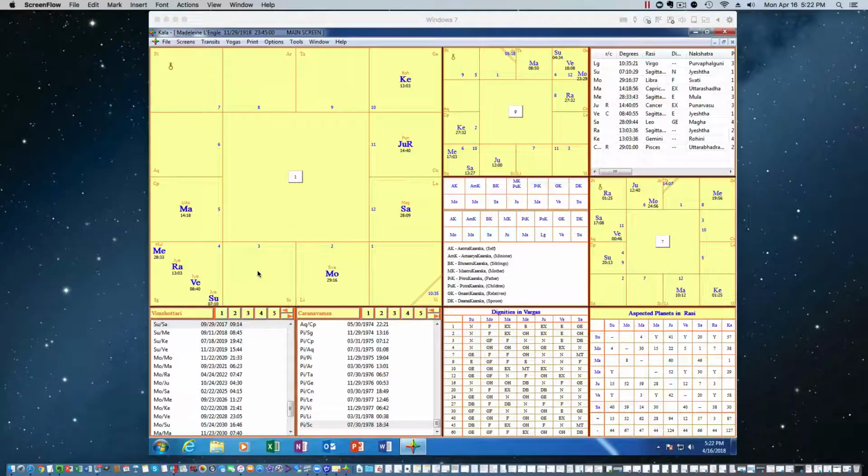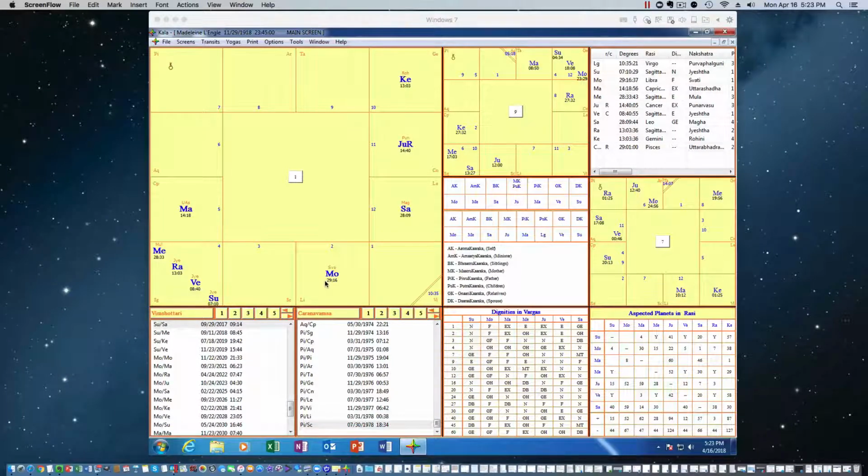The planet that rules that also needs to be connected either to the Atmakaraka or something called the Pada, which is the foot of the ascendant, or the Upapada, the foot of the 10th house. So the third house is ruled by Mars. And we see here Mars is ruled by Saturn. So we go over to Saturn, and Saturn is aspecting the moon.